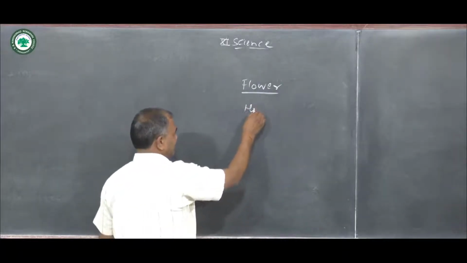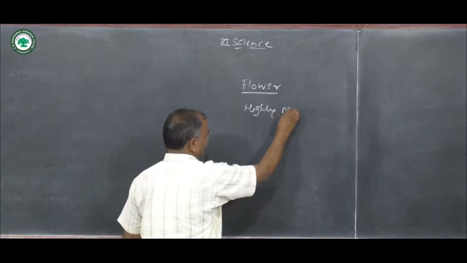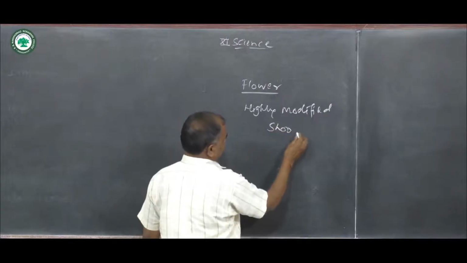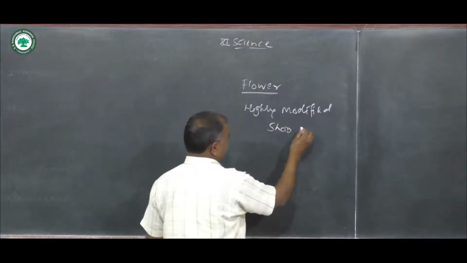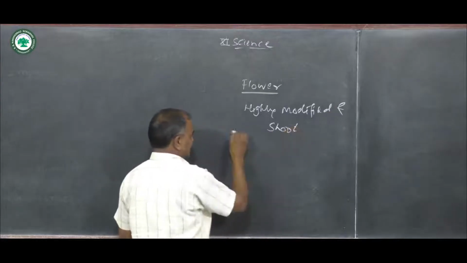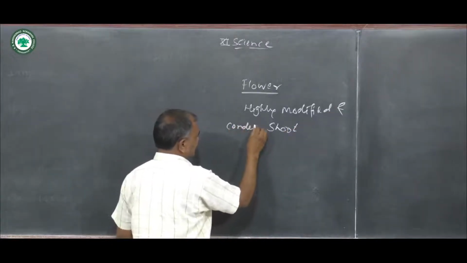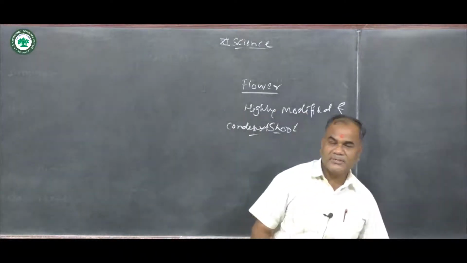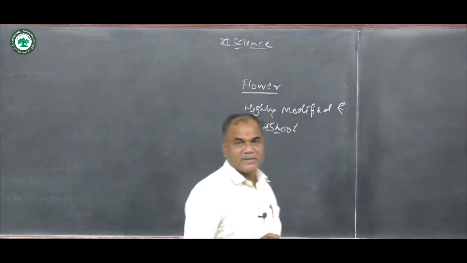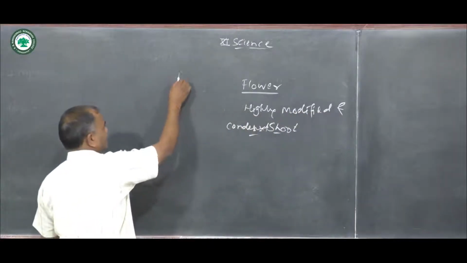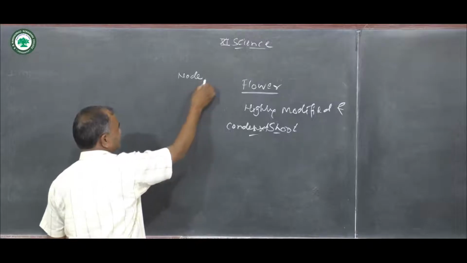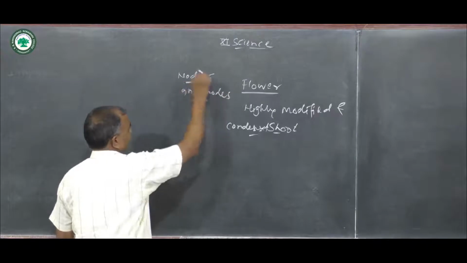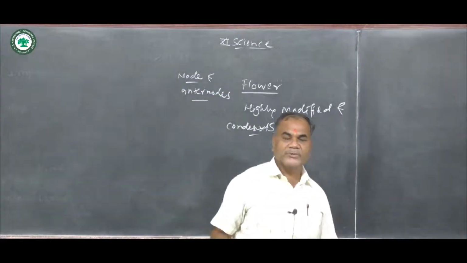These are the highly modified and condensed shoot. What is meant by condensed shoot? Why is it known as the shoot? You always know about the shoot. Shoot having the nodes and internodes.